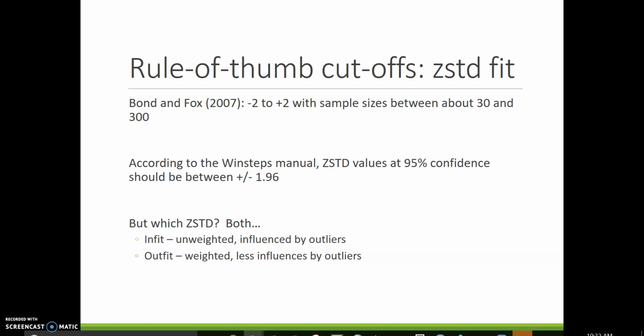So again, we need some cutoff values, and then we're going to break them. Generally, with the standardized fit, the ZSTDs, we want between plus and minus 2, which makes sense, or we can get more specific with exactly 95% confident and go between 1.96. And which one do we look at? Both of them. Usually they're not too drastically different, but if you see outfits and infits that are pretty different from each other, that is showing you that that item is being influenced by outliers.